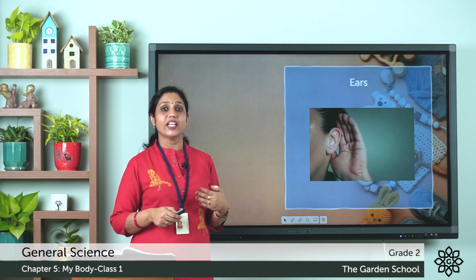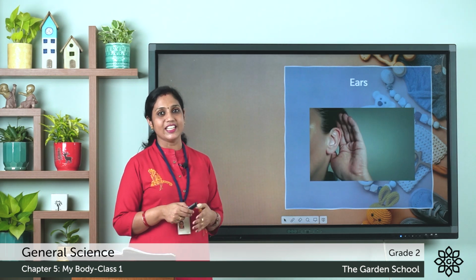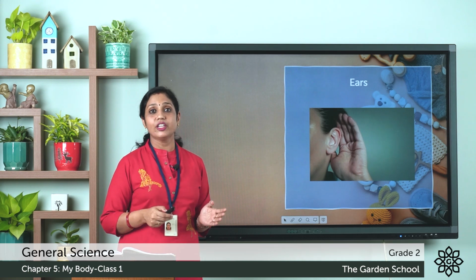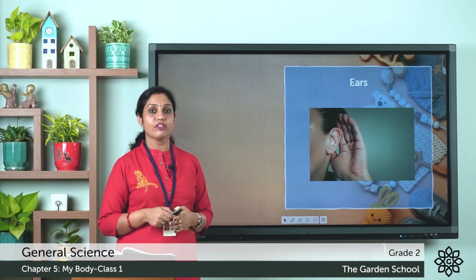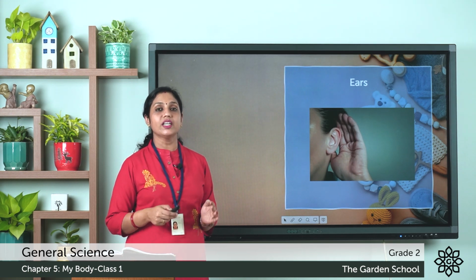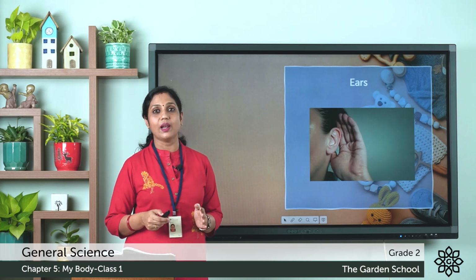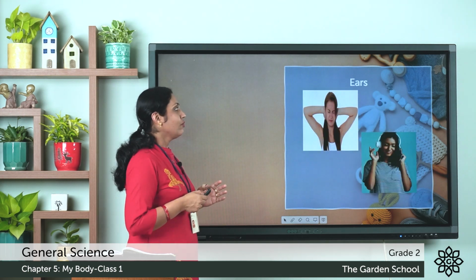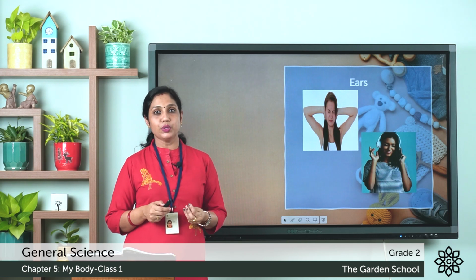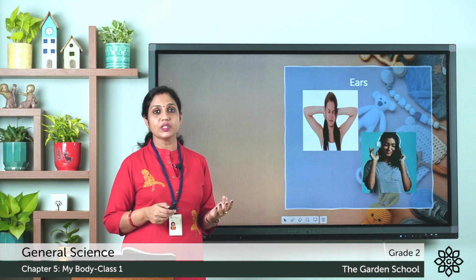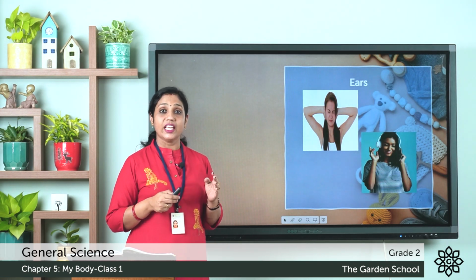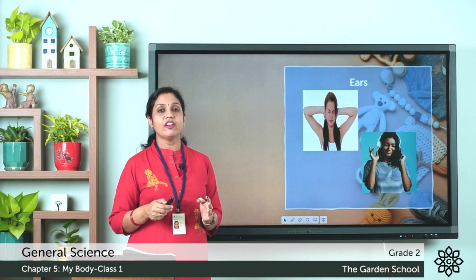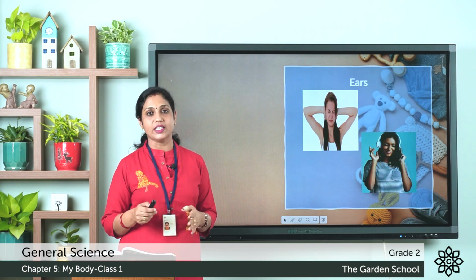Next, let's learn about the next sense organ, that is ears. So you know that we have 2 ears. And what is the function of the ears? We are able to hear different sounds with the help of ears. We are able to hear sweet music. You are able to listen to music with the help of ears. In the same way, we are able to identify big and loud voice.